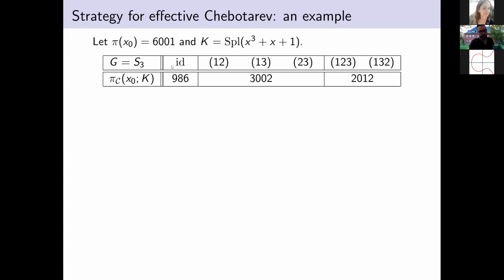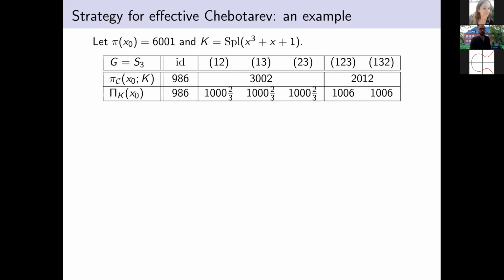So I can just tabulate the number of primes in each conjugacy class in this Galois extension. We see numbers like this. And then the next thing I want to do is a super artificial step. There's not a whole lot of arithmetic meaning in what I'm about to do, but I'm going to take this number 3002 and split it up equally between these 3 elements of the conjugacy class. I'm going to take this number 2012 and split it up between these 2 elements of its conjugacy class. Okay? I'm going to do that.